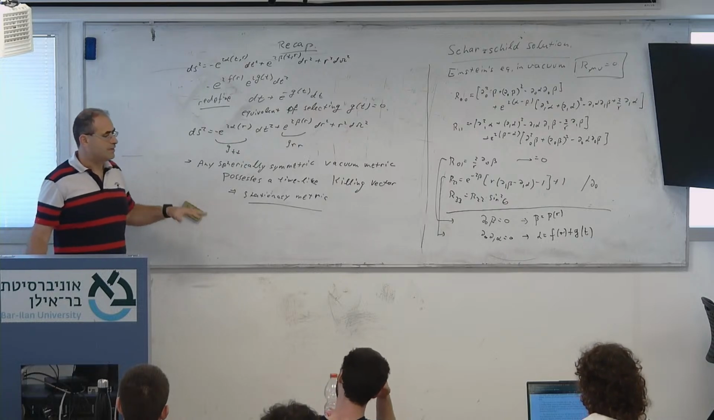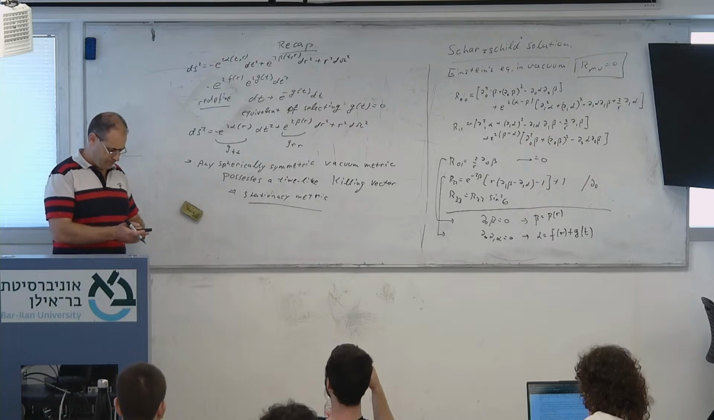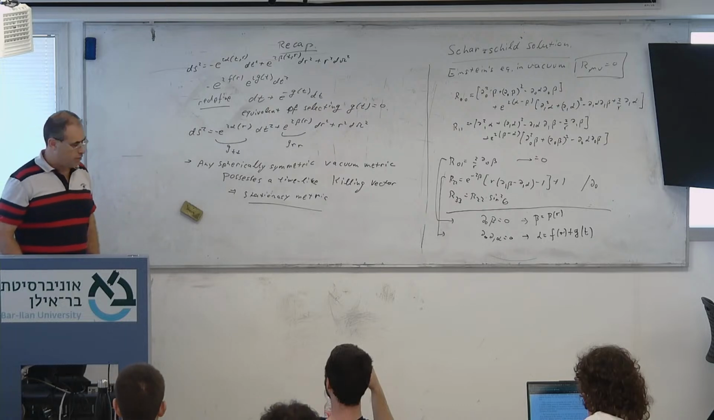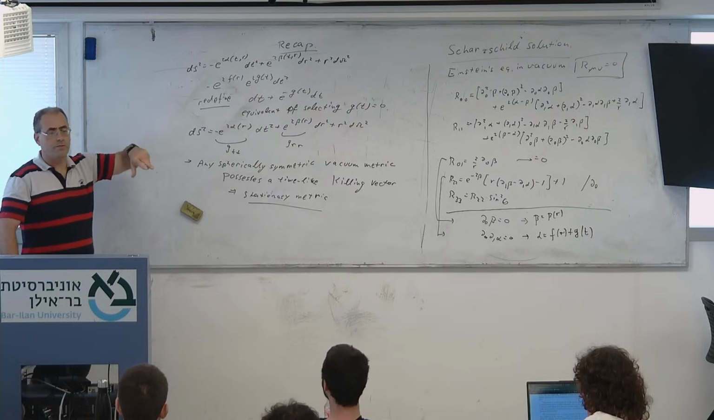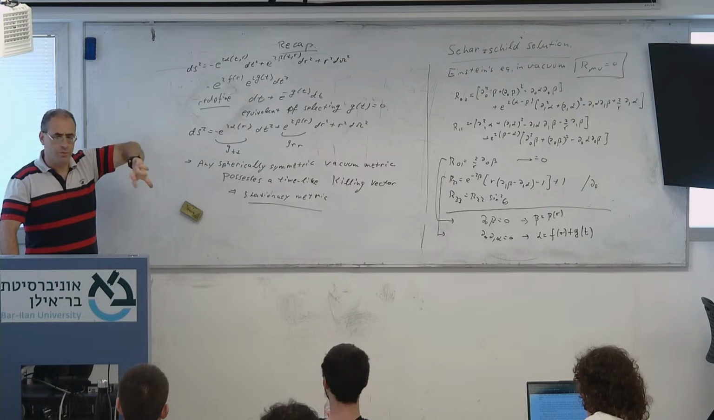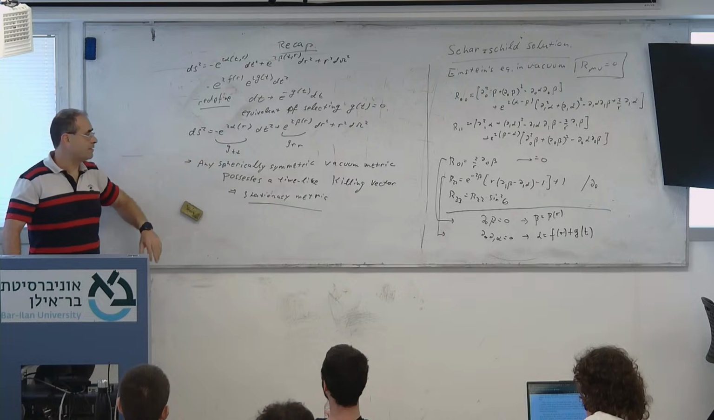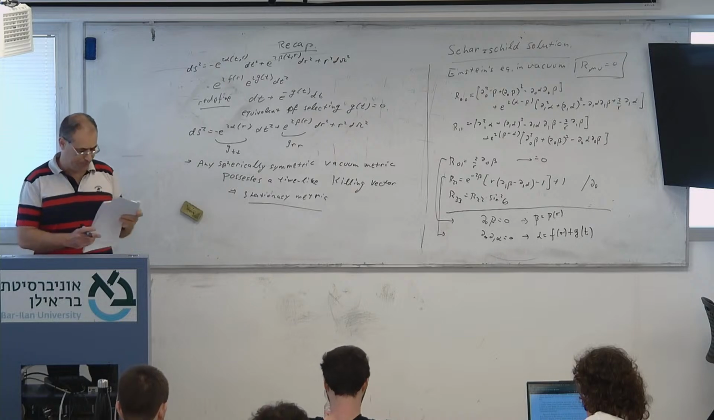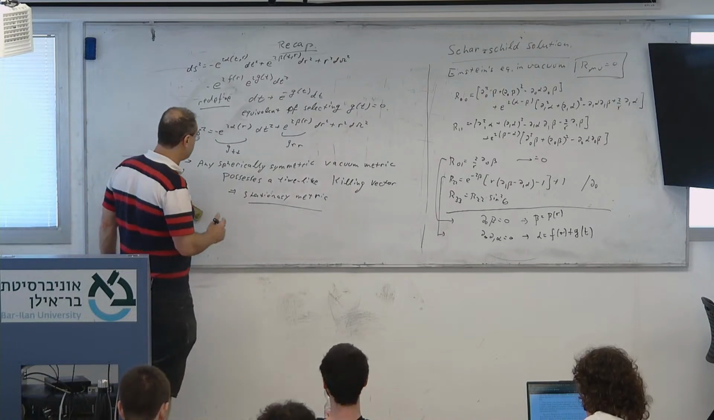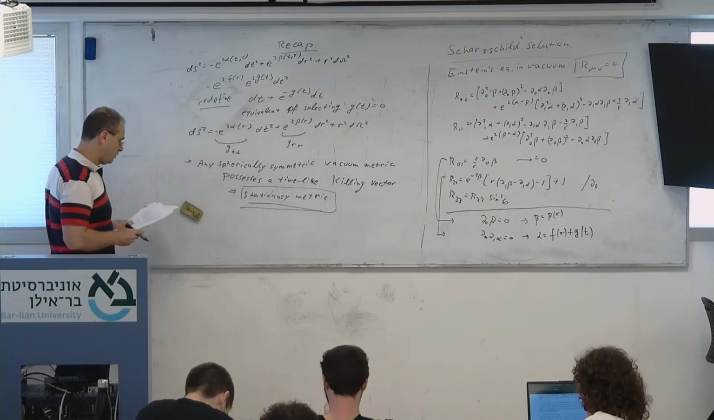The correct way to say it is that the static metric will not have a cross term. You have a cross term, for example, in a Kerr metric, where there's a region near the black hole which is forced to rotate with the black hole. But we will not discuss that in this course. So this is the technical term, stationary metric.